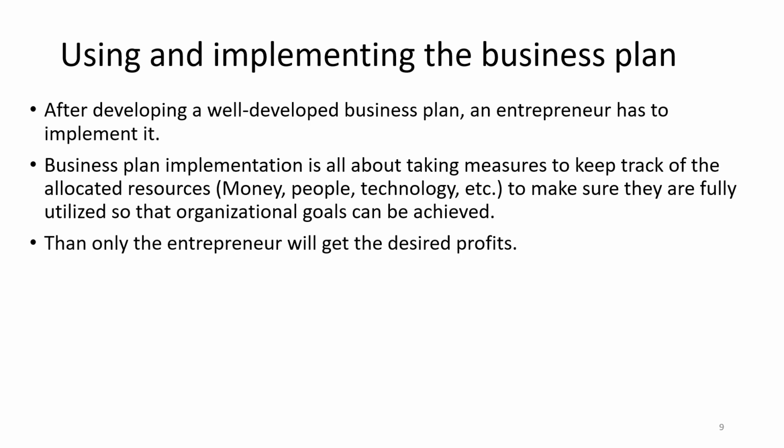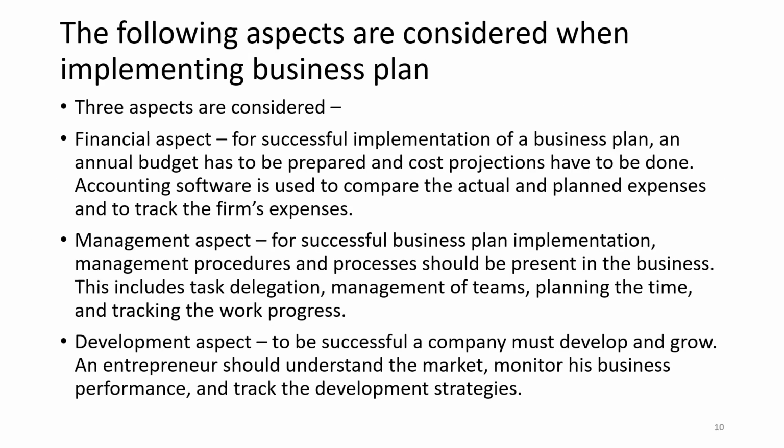He can keep track and see whether the business plan is being successfully implemented or something is going wrong somewhere and where he needs to correct it. So the following things are considered when he is implementing the business plan. Financial aspect is considered, management aspect is considered, and development aspect is considered. These three things are considered when he is implementing the business plan.